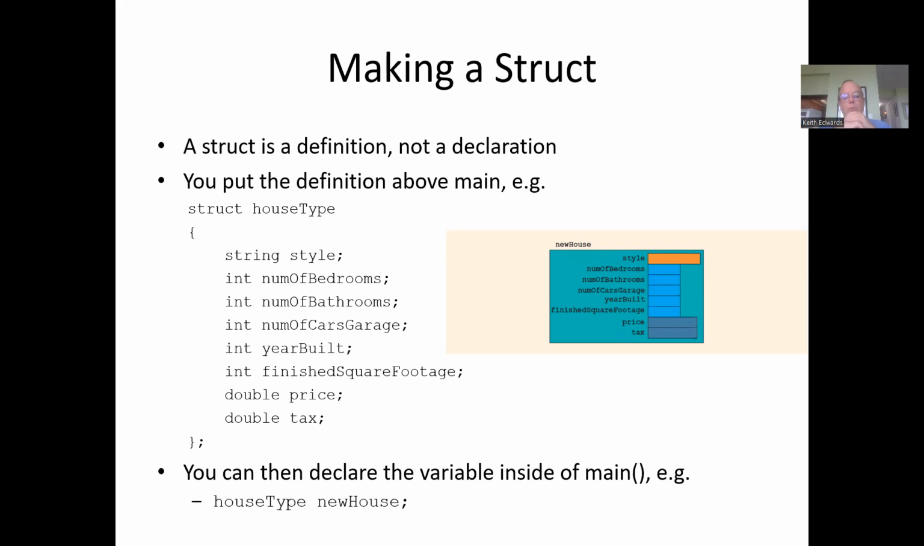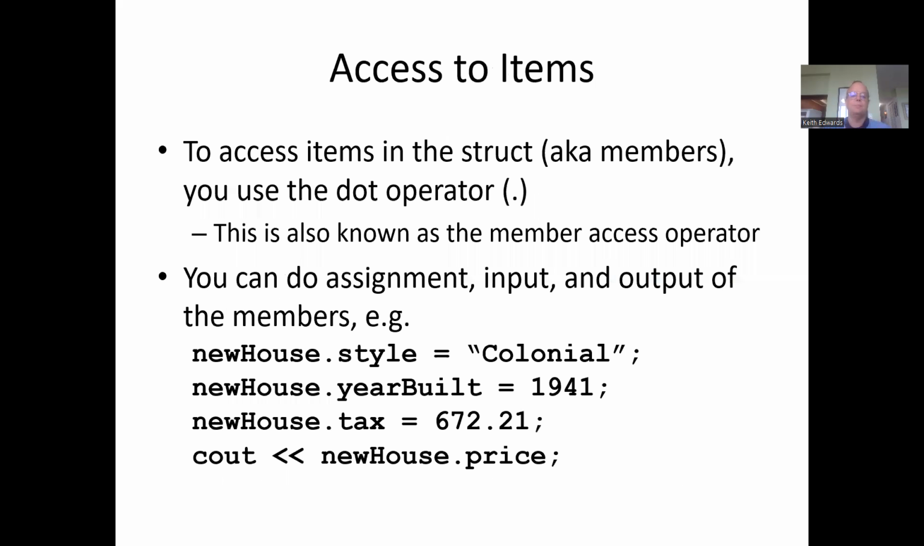So here's one for house. It would have a style, perhaps this is an A-frame, number of bedrooms, 2, number of bathrooms, 1, number of cars in the garage, 1, year built, perhaps 1934, finished square footage, 1,068, price, goodness, we don't want to talk about housing prices, and the annual tax. We could then declare a variable of house type inside of main. For example, house type new house, or house in which I'm interested in.